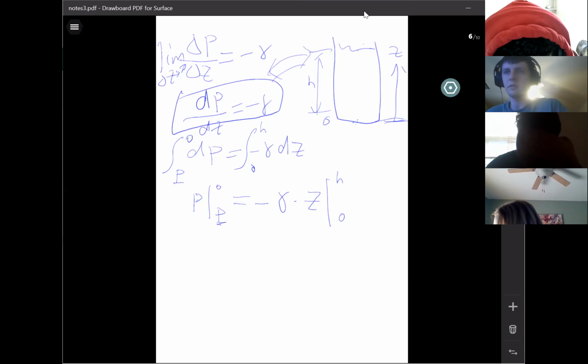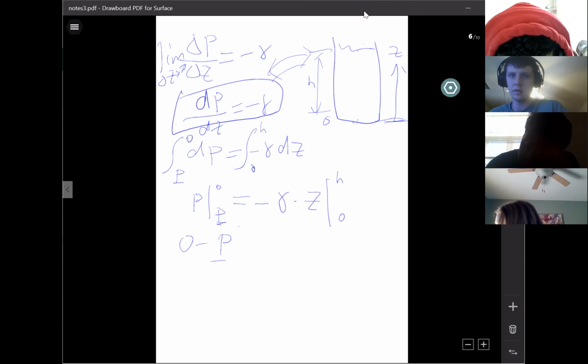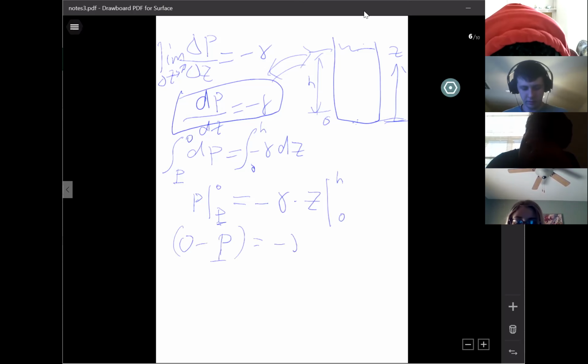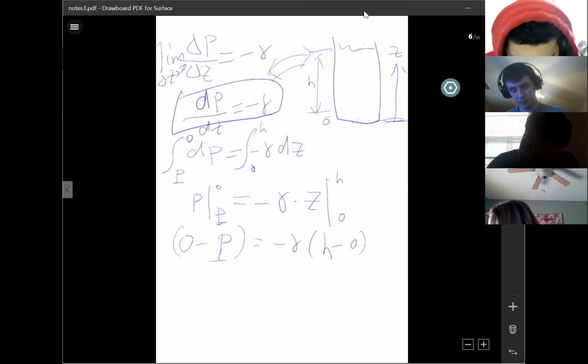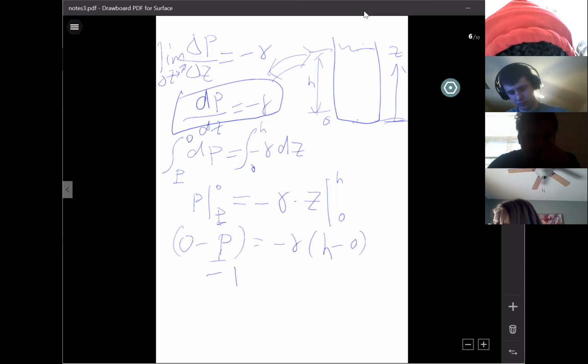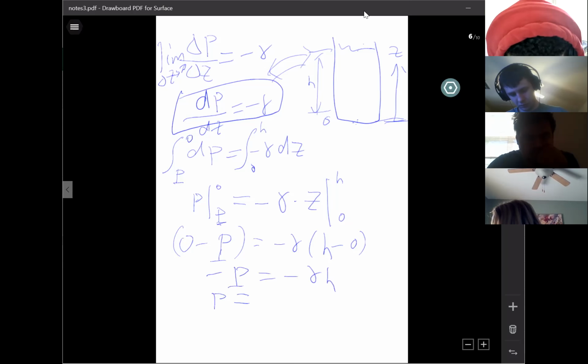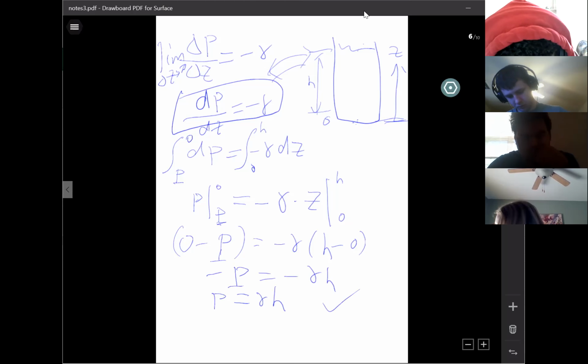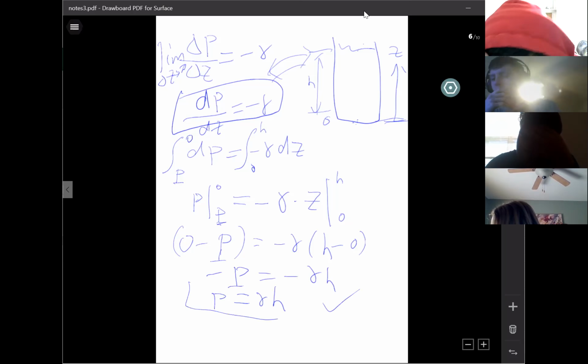So what's the next step? You can substitute these values into P and Z. 0 minus capital P equals negative gamma times H minus 0. So negative P equals negative gamma H. So P equals gamma H. Bingo. We proved it. That's a major point today in this class.